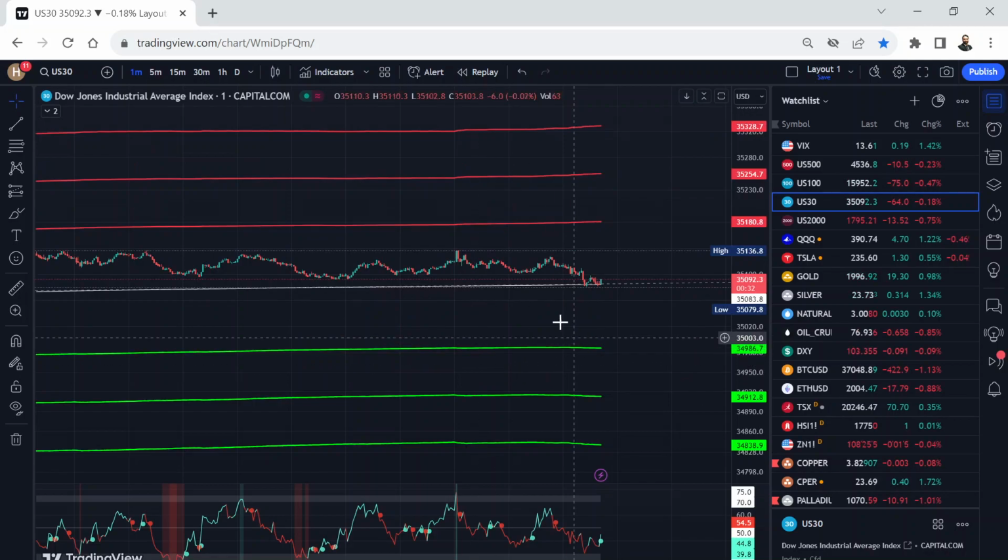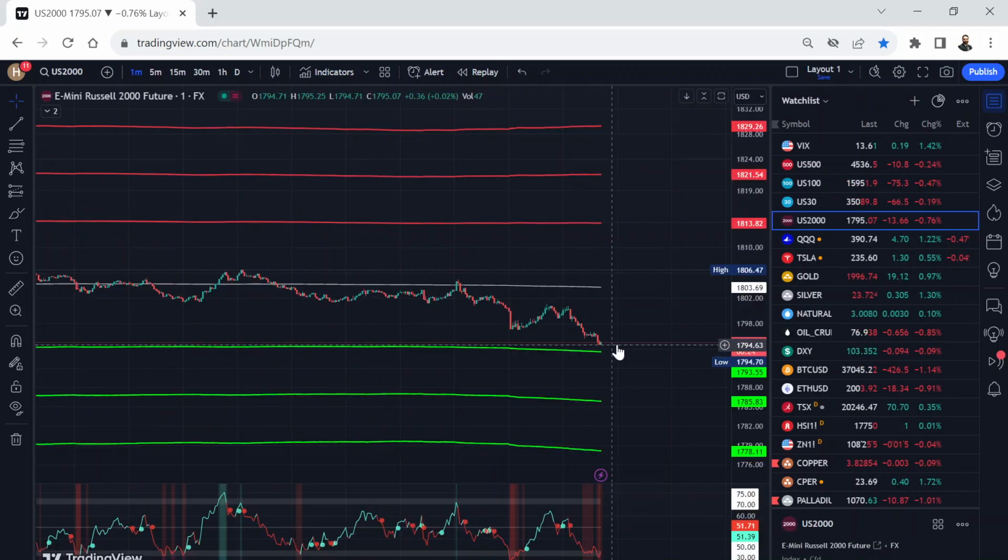Dow Jones, same thing here in the neutral zone. Sell zones are here, 35,180 and up. Buy zones are 34,968 and below. And Russell 2000, actually it's coming closer to the buy zone. So out of all indices, Russell is the best area to buy right now. Very close to the buy zone here.